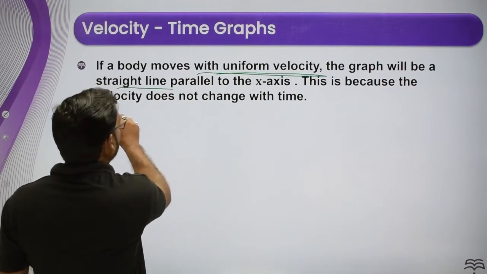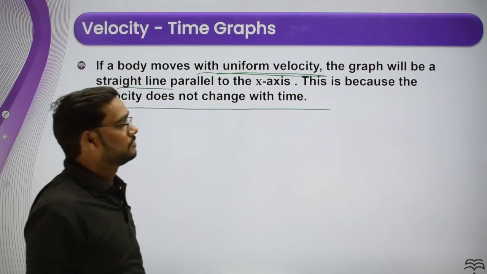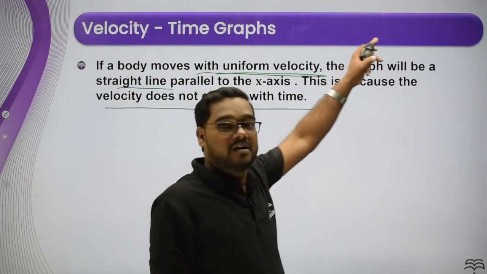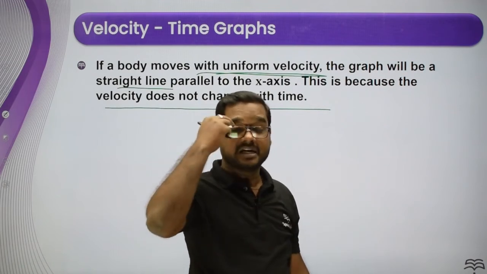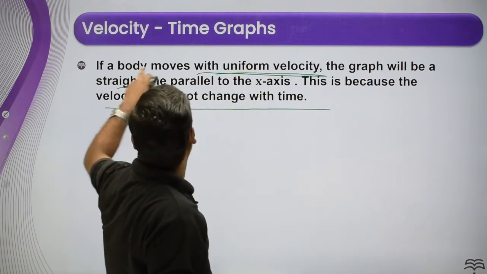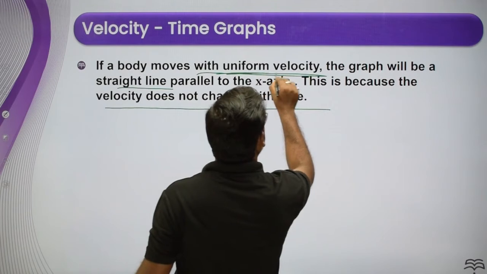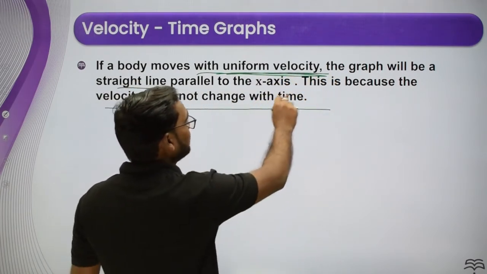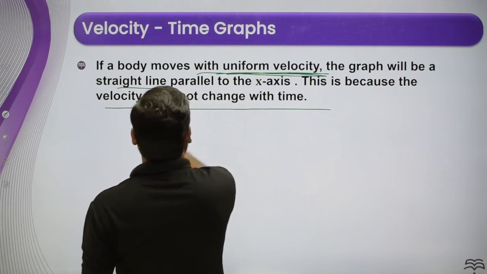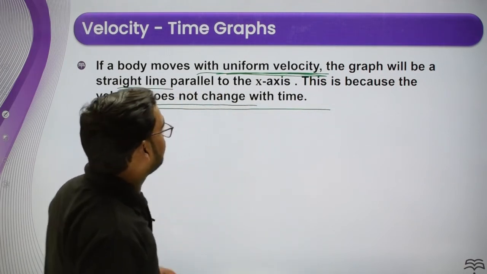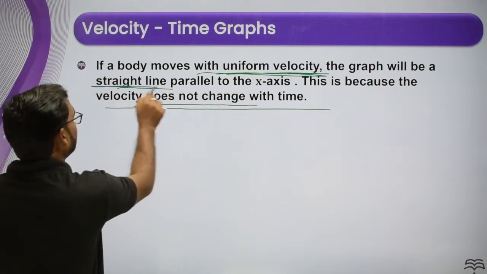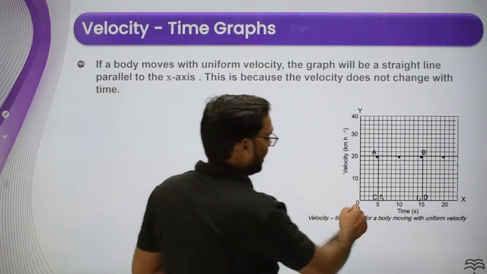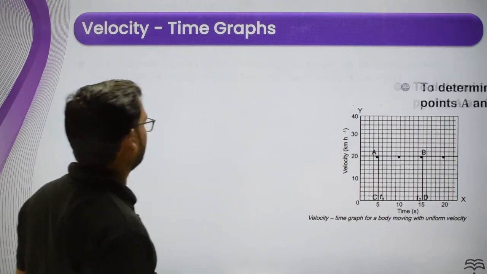This is because the velocity does not change with time. Sorry, because we are discussing the velocity-time graph now. We covered this point in the position-time graph. Here you want to draw the graph of uniform velocity. Uniform velocity means constant velocity, so the velocity does not change. So you will get a straight line that is parallel to the x-axis.